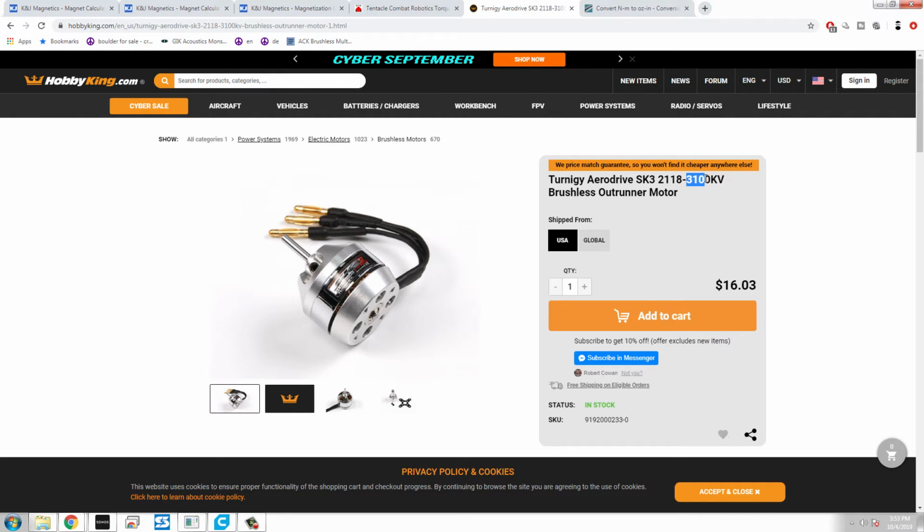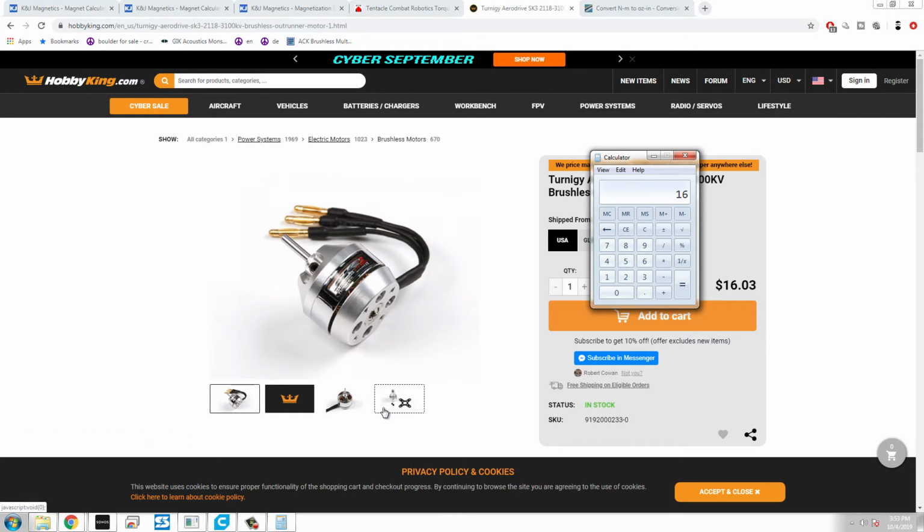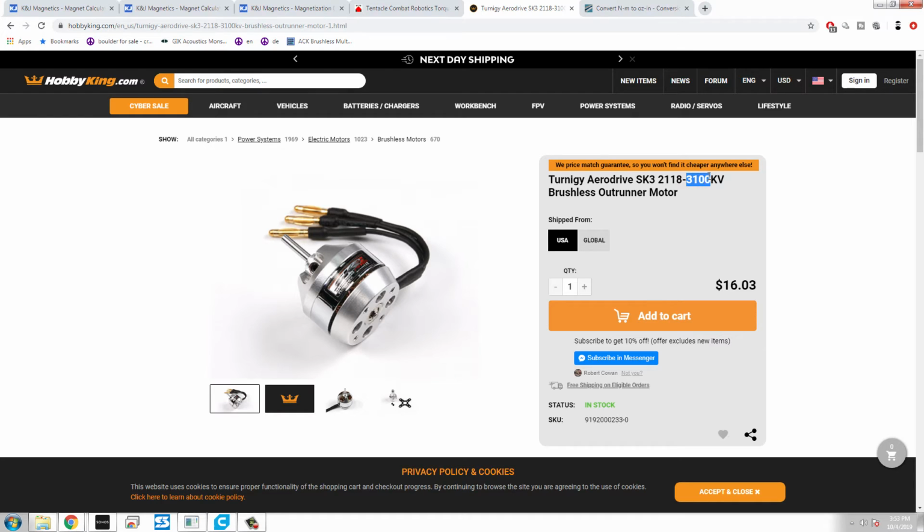I need the KV rating. For anyone not familiar with a KV rating, the KV rating simply says for every volt that you put into the motor, this is the RPM that it's going to spin. So if I put 1 volt into this motor, it is going to spin at 3100 RPM. I'm going to be using a 16 volt battery, 16 times 3100, 49,600 RPM. So that is what a KV rating is. We're going to need that.